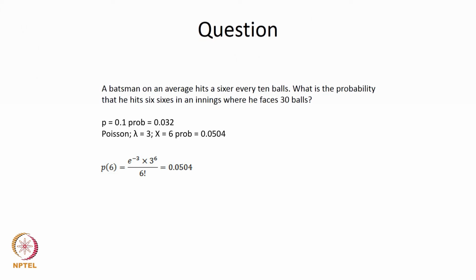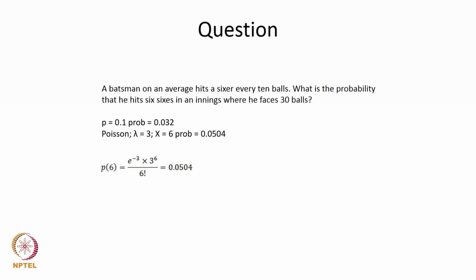When we do a Poisson, he hits a 6 every 10 balls, so for 30 balls lambda is equal to 3 and x is equal to 6 sixes. So P(6) is e^(-3) into 3^6 / 6!, which is 0.0504.